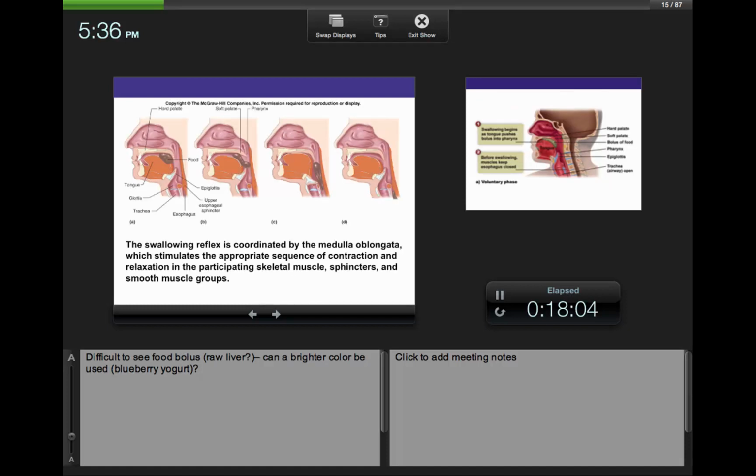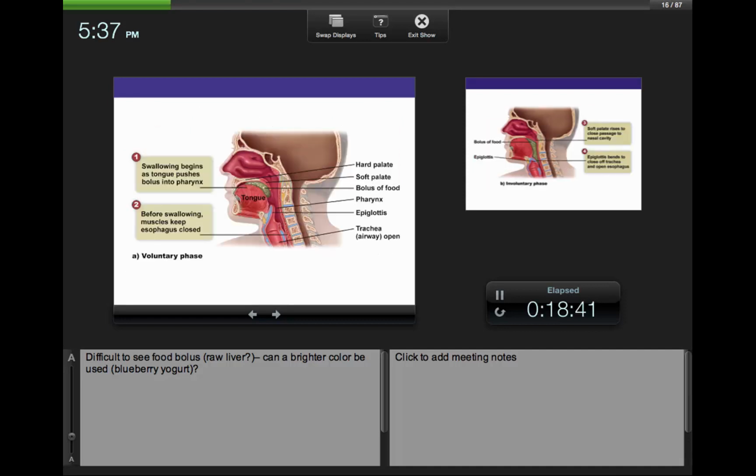Okay, so the swallowing reflex is also important, it's all mediated by the medulla oblongata. Okay, so it's a coordination between skeletal muscles, sphincters, and smooth muscle groups. And the thing to remember with swallowing, this is called deglutition, is that there's 2 phases. There's a voluntary phase and there's an involuntary phase. So the voluntary phase goes like this.